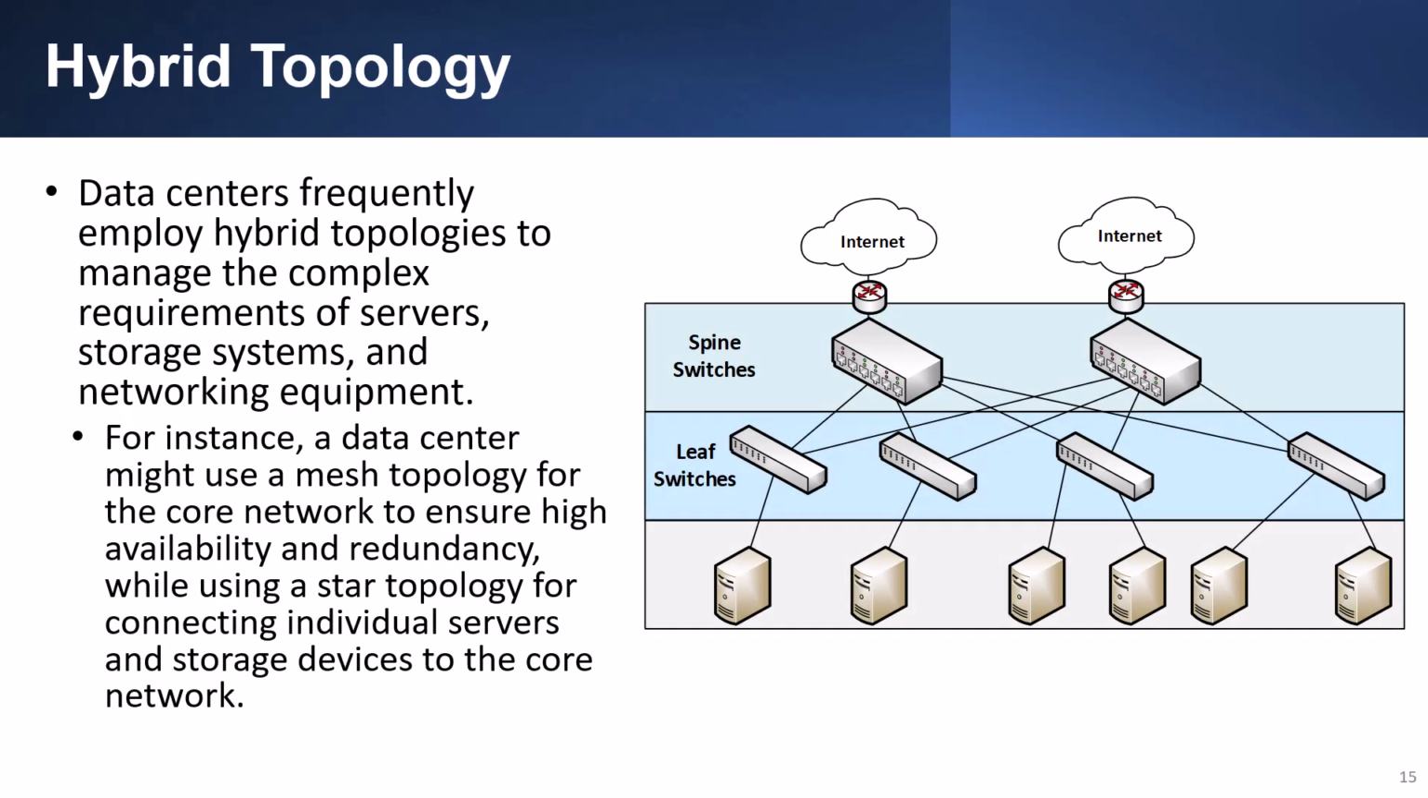Data centers frequently employ hybrid topologies to manage the complex requirements of servers, storage systems, and networking equipment. For instance, a data center might use a mesh topology for the core network to ensure high availability and redundancy, while using a star topology for connecting individual servers and storage devices to the core network.